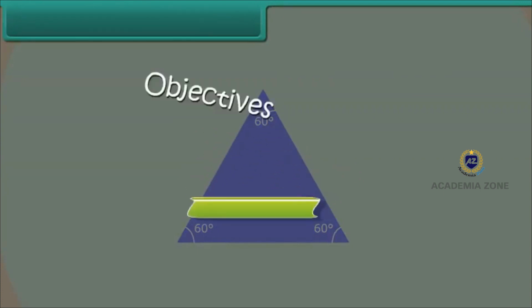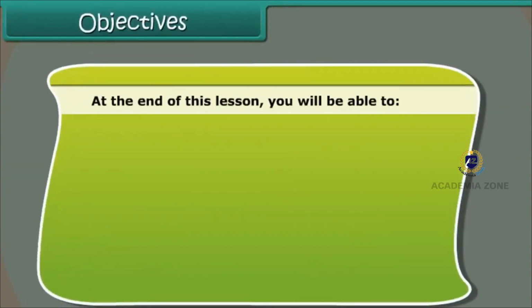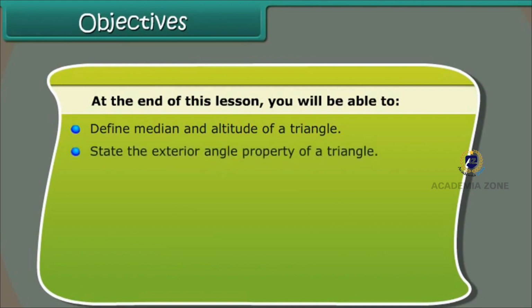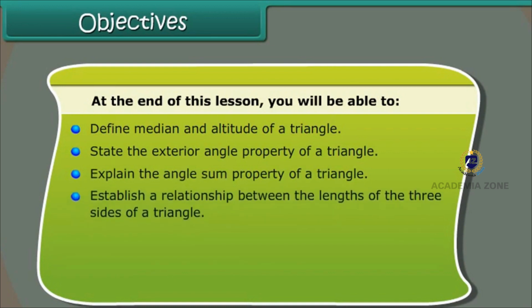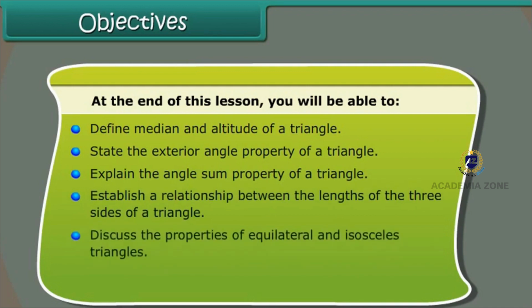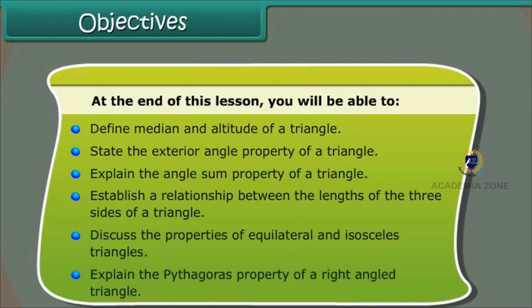Objectives. At the end of this lesson, you'll be able to define median and altitude of a triangle, state the exterior angle property of a triangle, explain the angle sum property of a triangle, establish a relationship between the lengths of the three sides of a triangle, discuss the properties of equilateral and isosceles triangles, explain the Pythagoras property of a right-angled triangle, altitudes and medians of triangle.